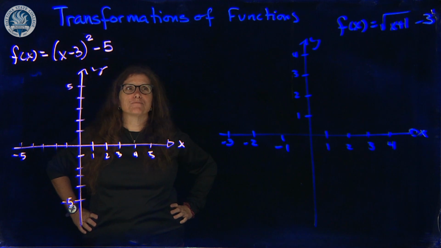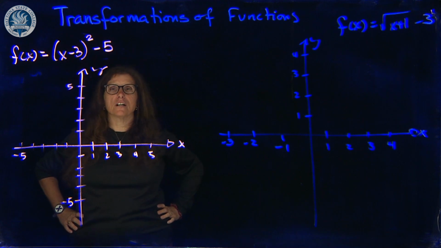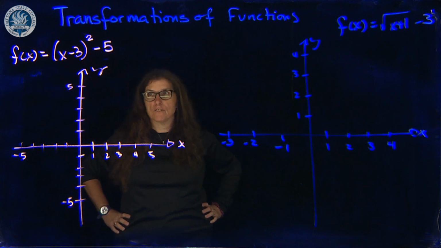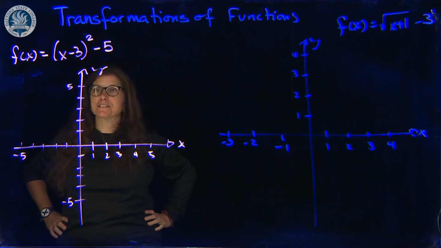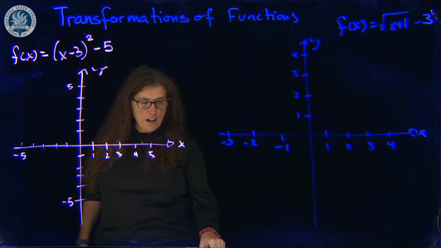Today we're going to look at some transformations of functions, and I have two here that I want to sketch the graph of. The first one is (x - 3)² - 5.